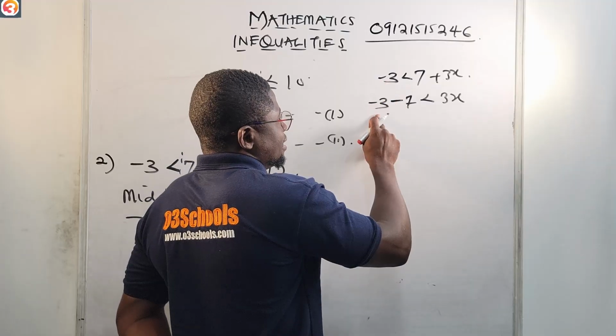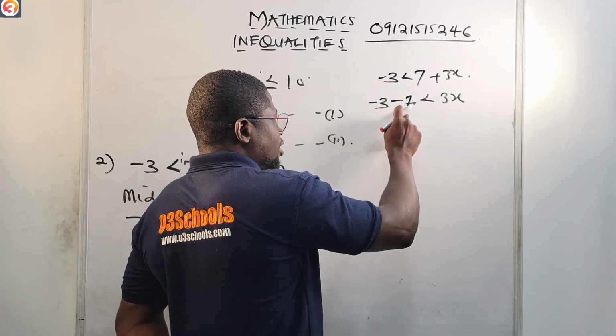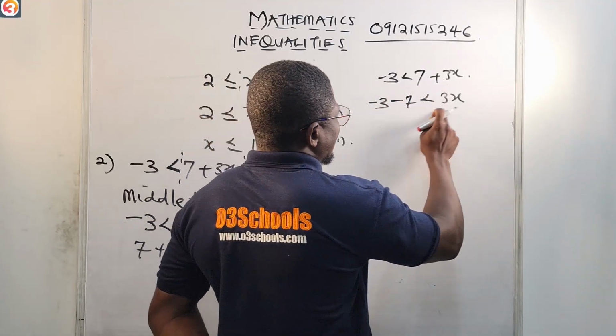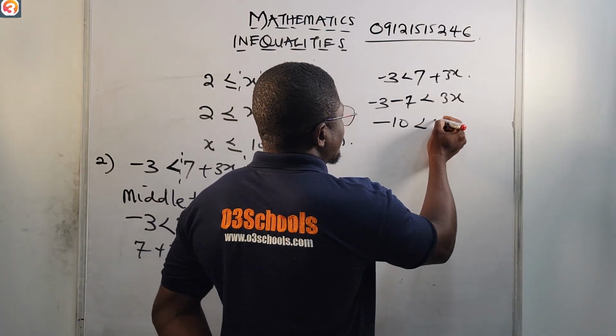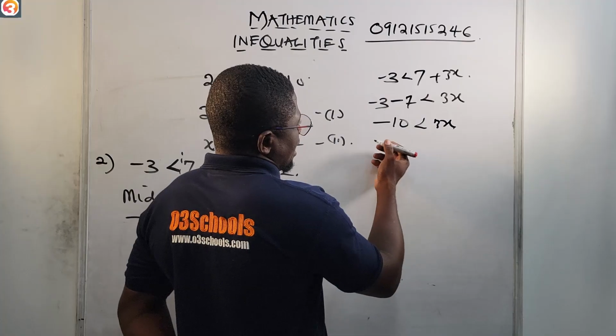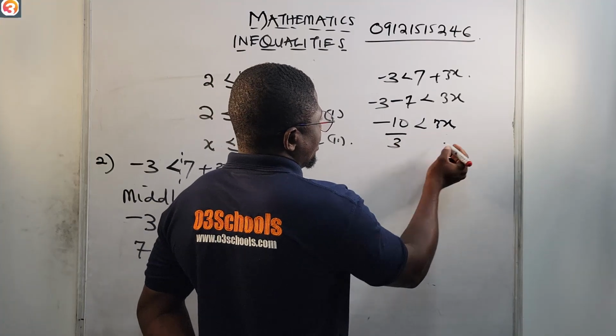So now minus 3 is here. Plus 7 comes to join it, it will turn to what? Minus 7, then less than what? 3x. So minus 10. What is minus 3 minus 7? Minus 10 less than what? 3x. Okay. We can divide both sides by 3 over 3 over 3.